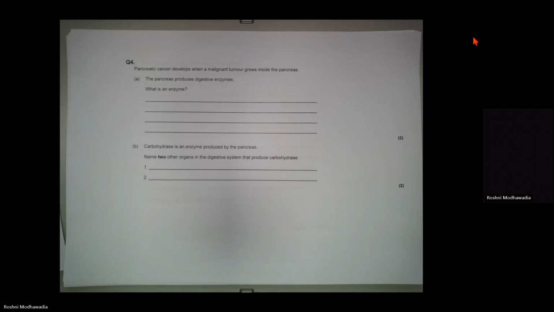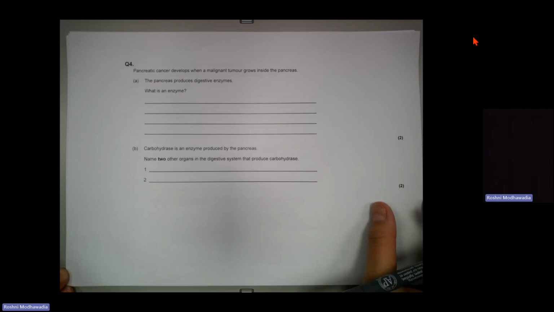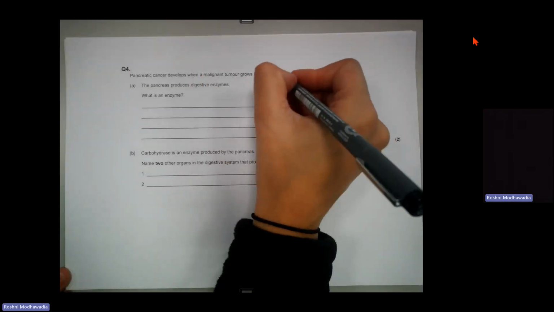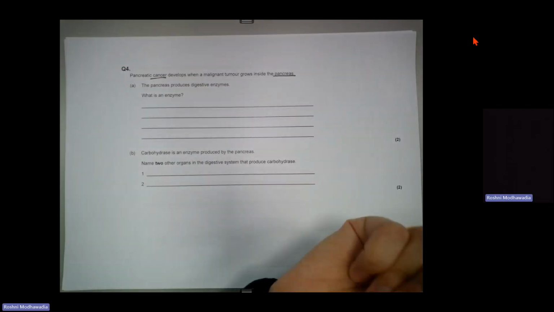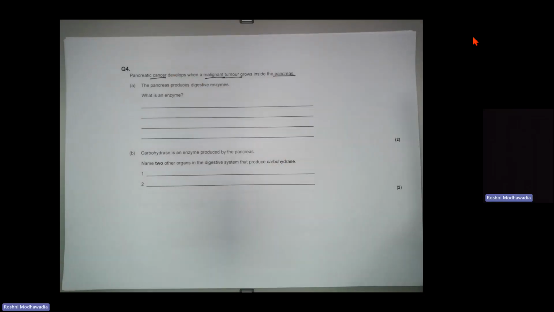Question 3, sorry. Question 4 is: pancreatic cancer develops when a malignant tumor grows inside the pancreas. The pancreas produces digestive enzymes. So this question is one where we need to understand firstly what the role of the pancreas is inside our body. We need to understand what cancer is, what a tumor is, and what malignant is. So there's a few key subject-specific words. Just reading the question, your brain is now expanding into all of these little mind maps, and you're thinking about all the things that you remember already.